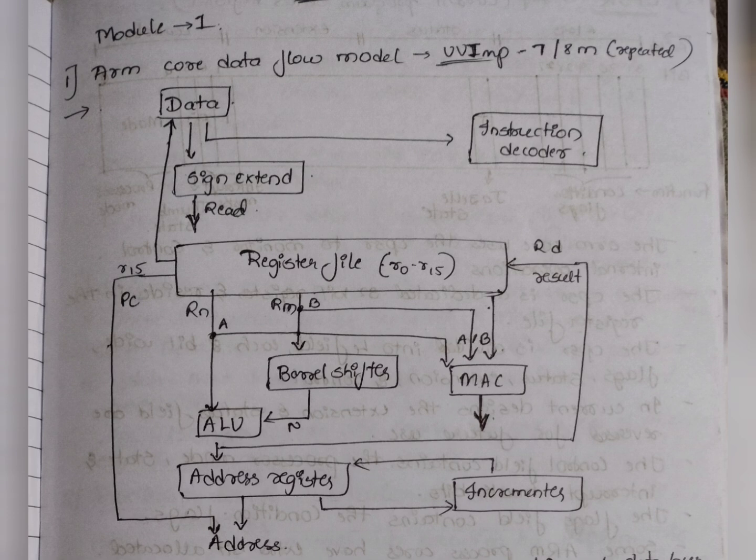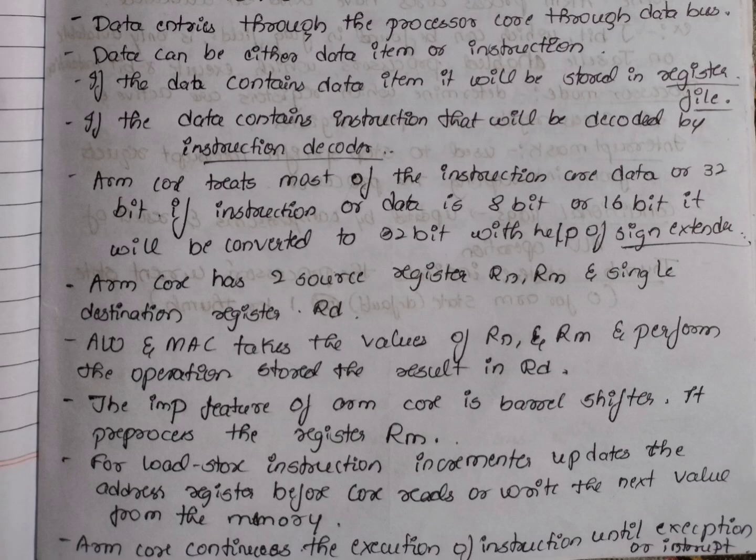This contains data which is addressed in the following way. The data enters the processor core through a data bus, and data can be either a data item or an instruction. Data contents will be stored in the register file, R0 to R15, and if the data contains instructions, they will be decoded by the instruction decoder. The ARM core reads most instructions and data as 32 bits. If the instruction or data is 8 bit or 16 bit, it will be converted to 32 bit with the help of a sign extender.